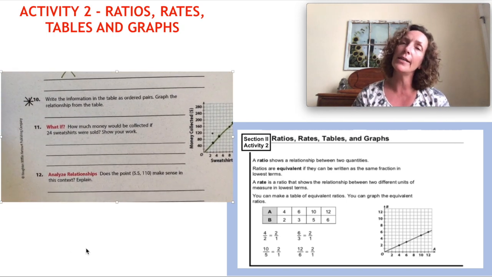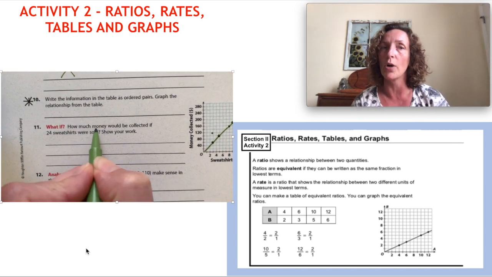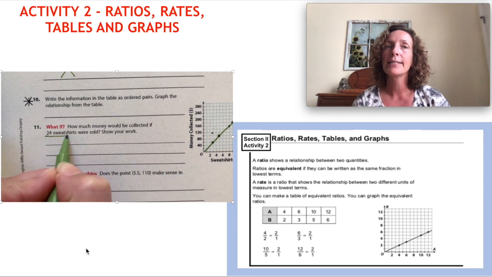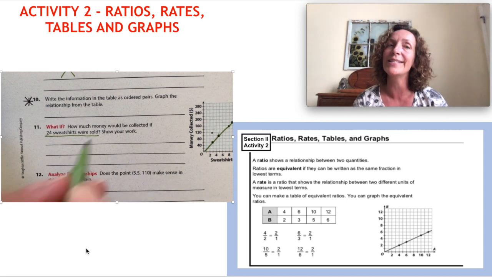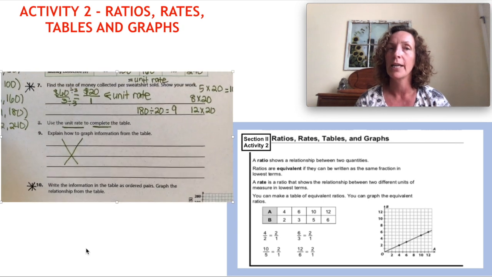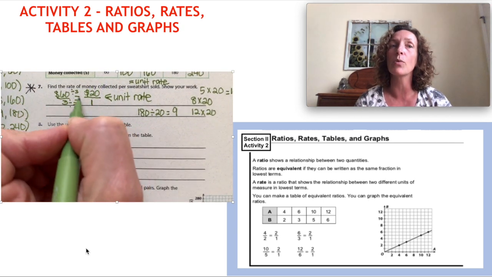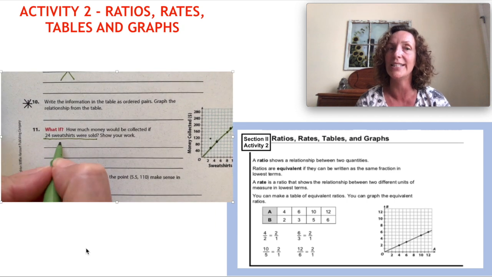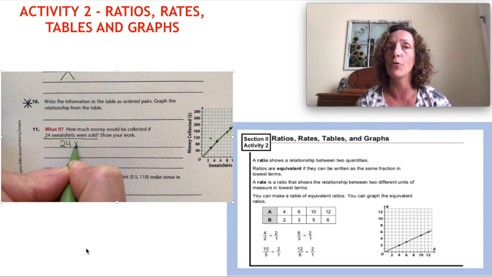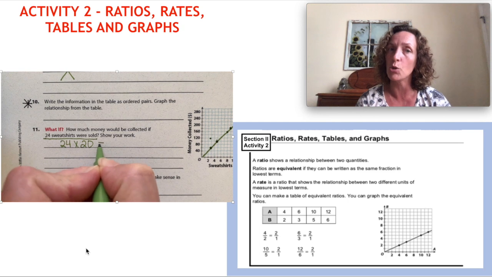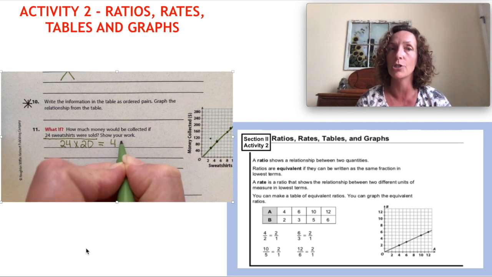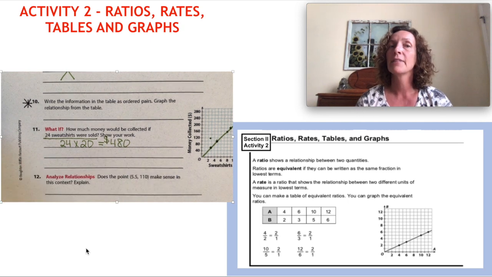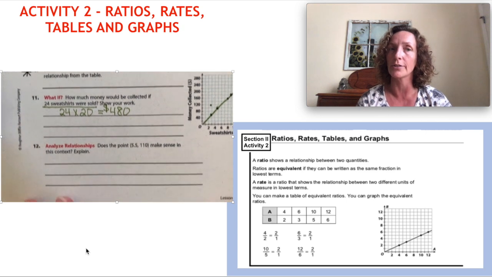But now let's look at another couple of questions. They're very similar to ones that you would have. It says, how much money would be collected if 24 sweatshirts were sold? In order to do this, we're going to go back and use our unit rate right here, where we know that one sweatshirt costs $20. So if we have 24 sweatshirts, we're going to multiply that by 20 to find out how much money was collected. And that will equal $480.